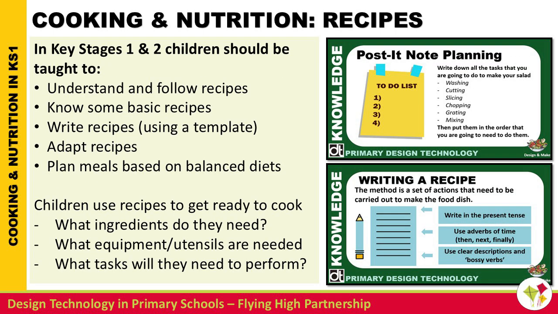Being able to follow a recipe to create a food product is an important element in cooking and nutrition. A recipe is a set of instructions that provides step-by-step guidance to create a food product. A recipe is a way of communicating the end point of activities when children are designing food. In Key Stage 1, children should learn how to follow a recipe to make a food product, know some basic recipes, and begin to understand how to write a recipe.